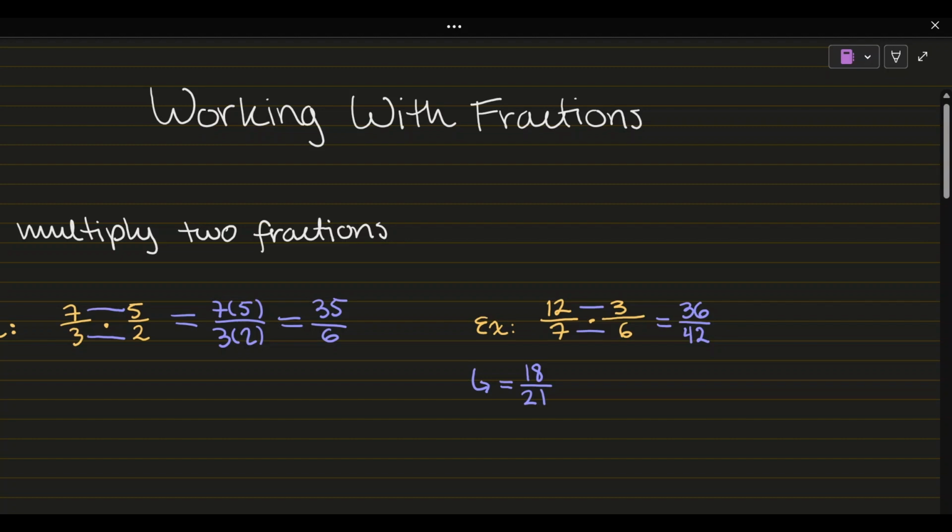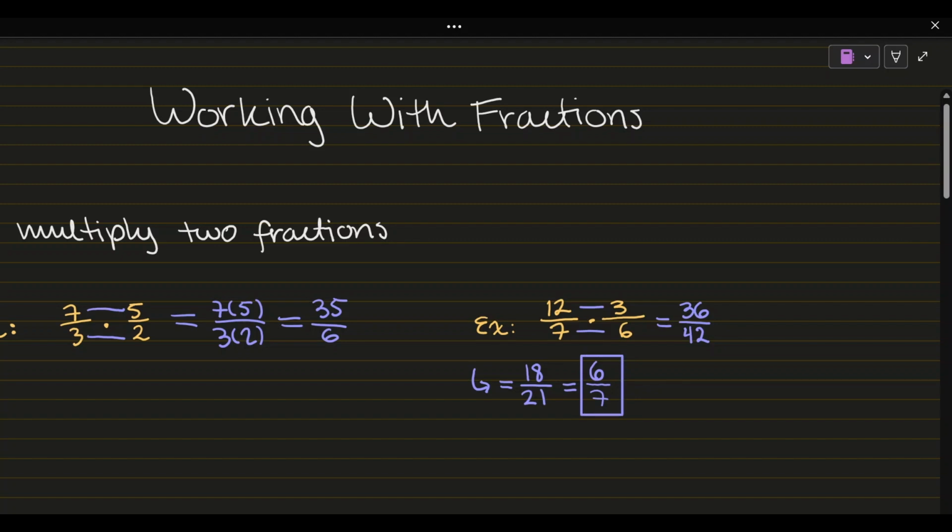This isn't simple quite yet because 18 over 21 is also reducible. 18 is 9 times 2 and 21 is 3 times 7. They both have a factor of 3 is what I'm getting at. 18 divided by 3 is going to be 6, 21 divided by 3 is going to be 7. So what I actually had all along was 6 over 7.